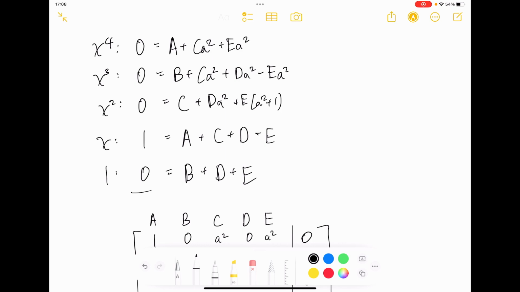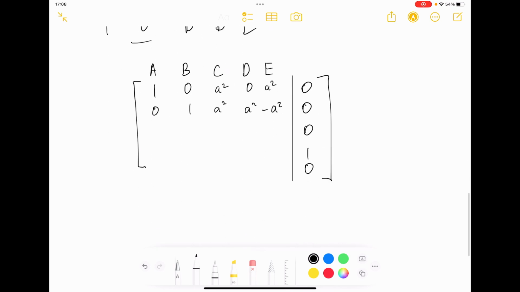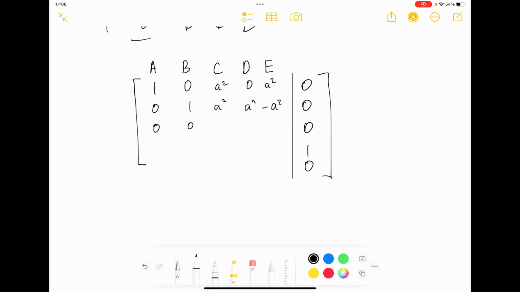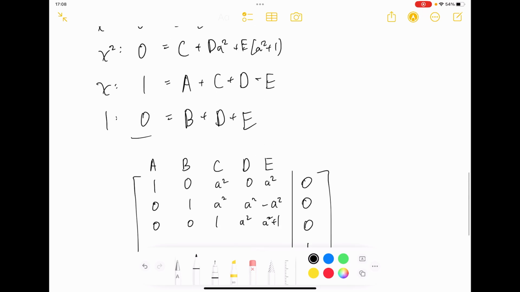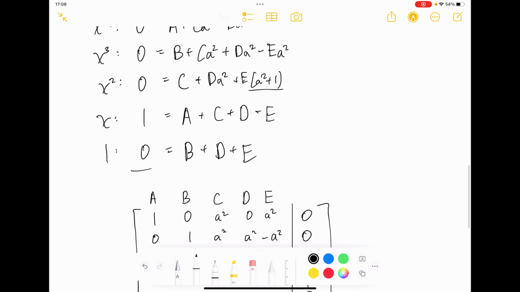Third row. 0, 0, 1, a squared plus 1. 0, 1, a squared plus 1. See what I did there? Because we need the coefficients of e, that's why I pulled that out. Anyways.